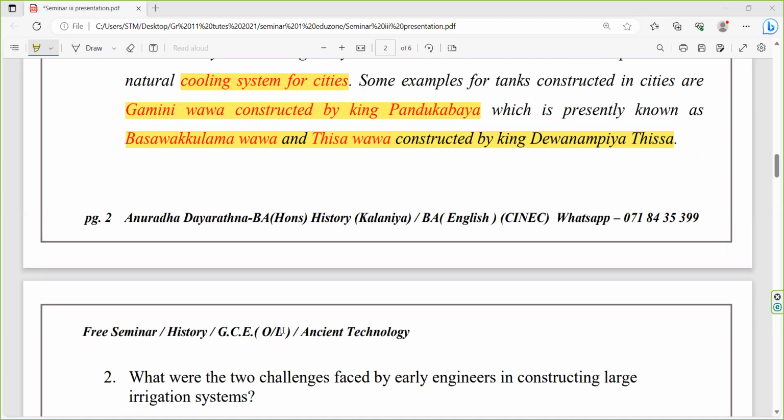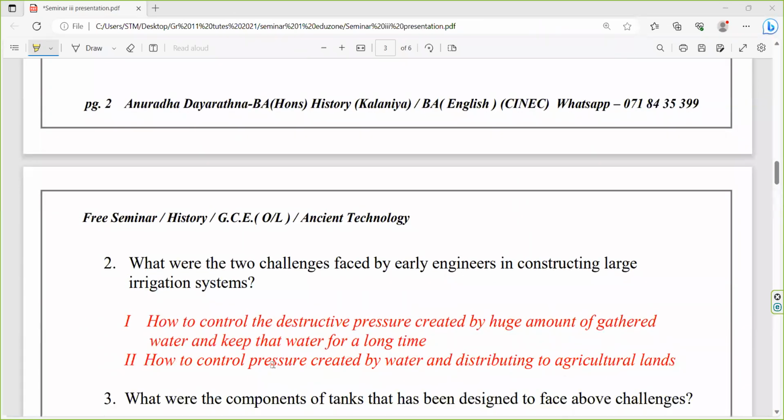Explain 2 components of tanks in the structure and the function of those 2 components. The same question, the same answer. Why? Because the 2 challenges are the functions. When you write the answer for this question, the function has been given and you have to explain the component. When they ask you to give 2 components and explain, you have to name the component and explain the structure and function.